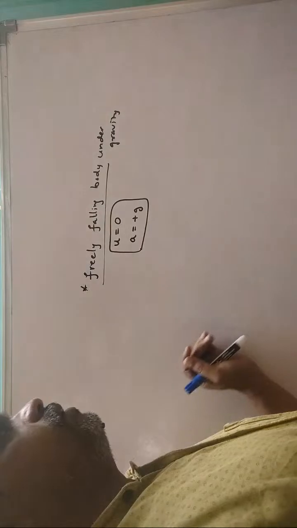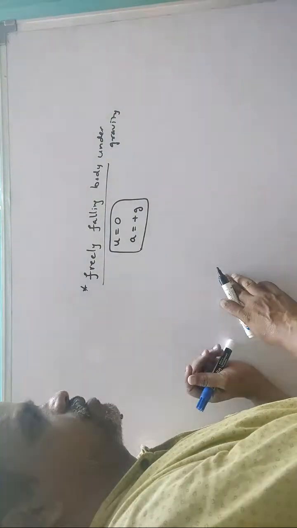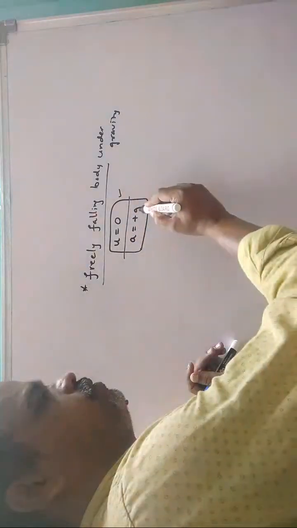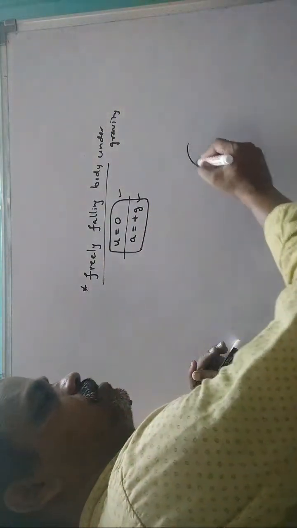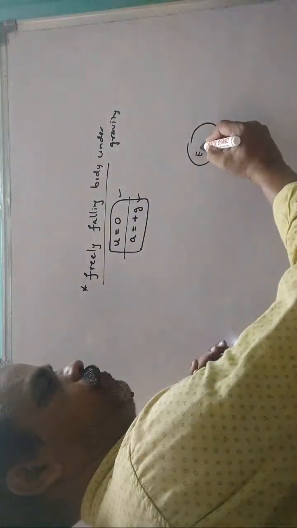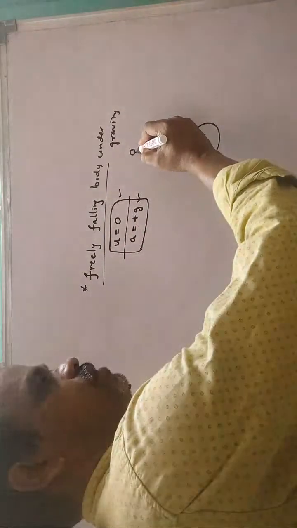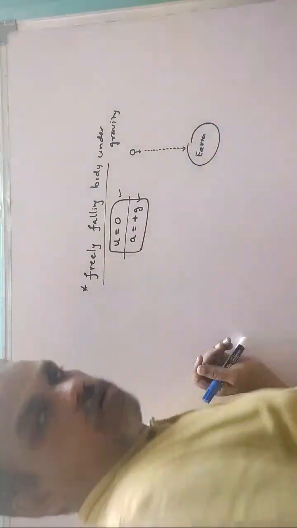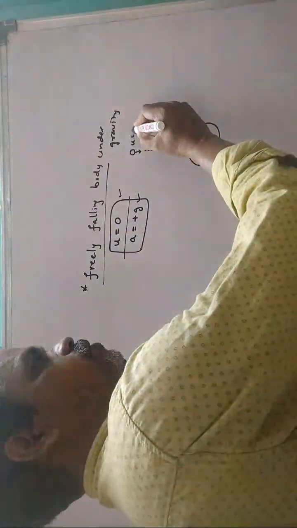Freely falling body under gravity. This is our last class topic. So here we have the condition u equal to 0. Acceleration we have to take positive. So this is the earth. This is the body. It is falling onto the ground. So when freely falling, u is equal to 0.